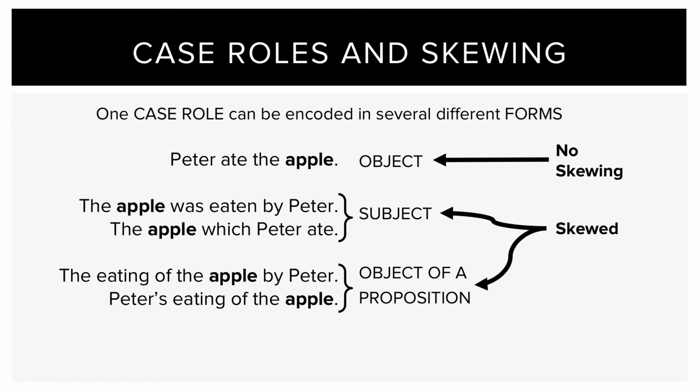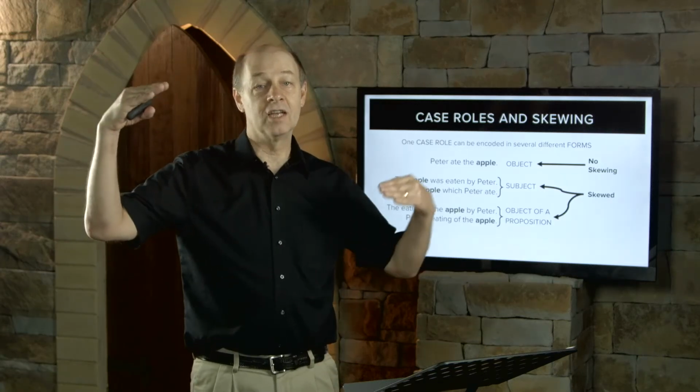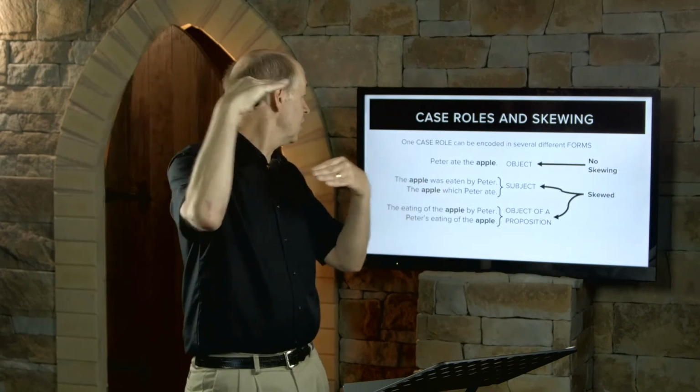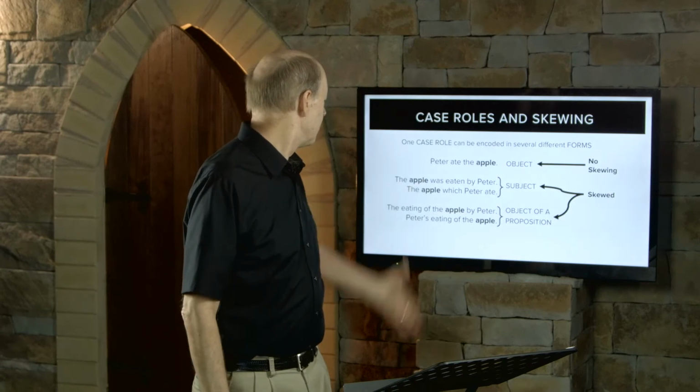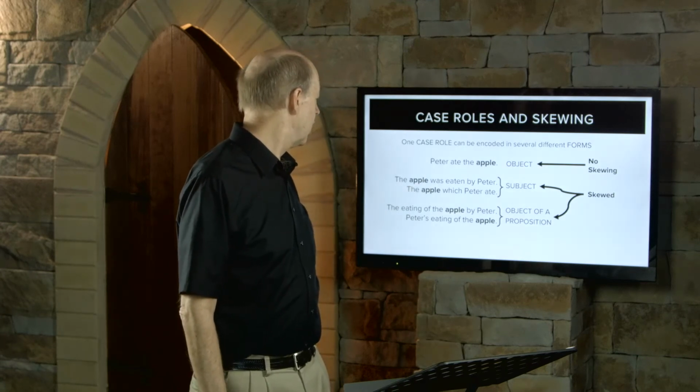So with the first example here, Peter ate the apple. The apple is the grammatical object, and it is the semantic affected, so there is no skewing. But the next example there, the apple was eaten by Peter, or the apple which Peter ate. In this case, the semantic affected is the grammatical subject, so there is indeed skewing. Also, in the last example on this screen, the eating of the apple by Peter, Peter's eating of the apple, the apple, which is the affected, is represented by the object of a preposition.